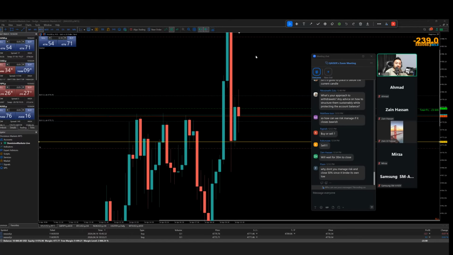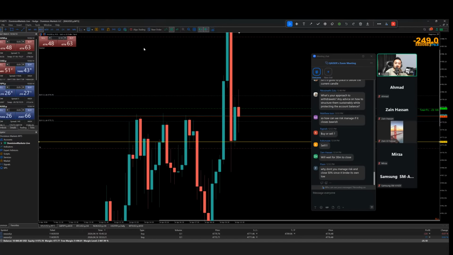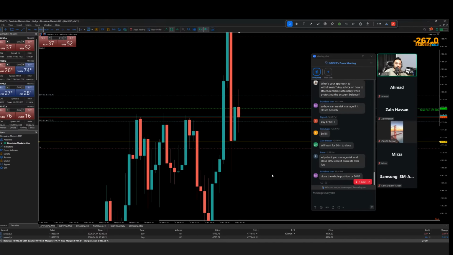And now I'm just waiting right now, to be honest. It's 4 minutes left for this 50-minute candle to close. If this 50-minute candle closes in a bearish form, I need to close one position. But if it closes with a small body, that's something different. Close the whole position or 50%? It will be 50%. If I close one position, it will be a 50% closure.